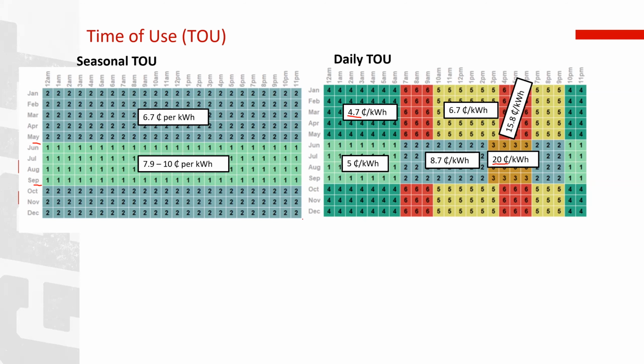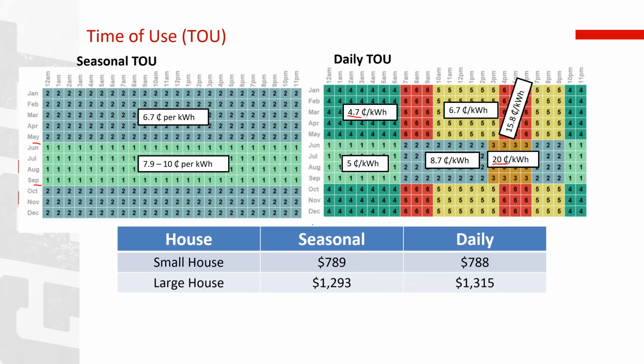It appears scary, but when I actually ran the numbers, when I modeled this across a small house and a large house, and this had the same load for both rate schedules, it came out that the small house, it didn't matter which rate schedule you were on, about the same price per year. The large house, a little bit of difference, but very similar. So again, not much different.